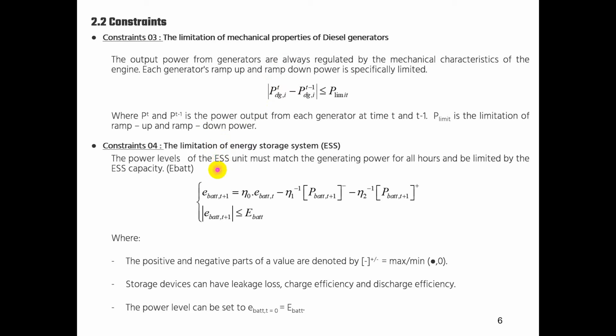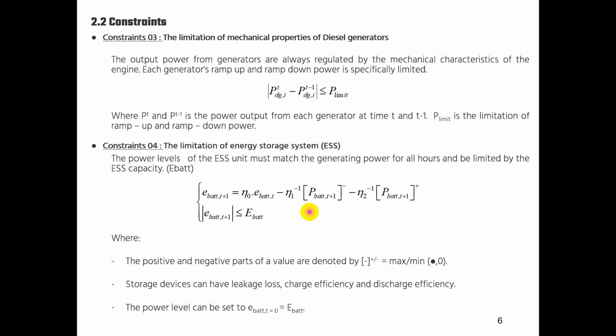For the ESS, the energy storage system, the level of the power must match the generating power for 4 hours, and it is limited by the capacity of the storage system. Here, the power of the battery at time t plus 1 is determined by the power at time t, because for each time step the power will be charged or discharged, and it is multiplied by the efficiencies.